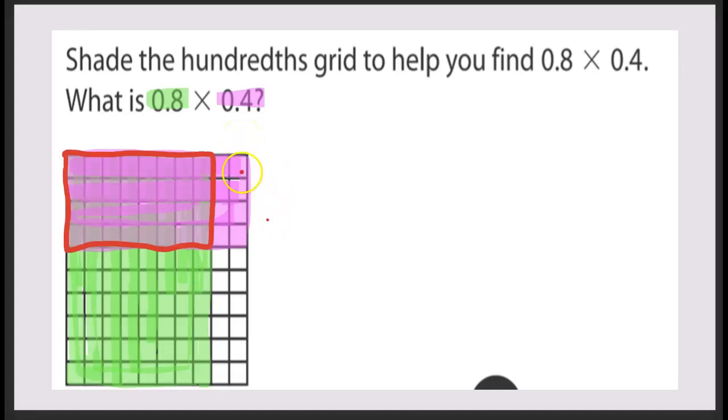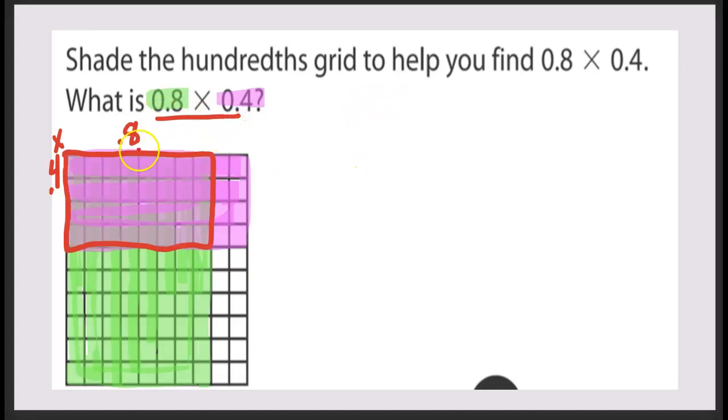And we can do the inefficient way by counting each individual square, or we can just count the squares on the top row and then count the columns. Well, in the columns, I have 1, 2, 3, 4. So I know that this side's going to be 4/10, and then 1, 2, 3, 4, 5, 6, 7, 8. So 4/10 by 8/10, which is exactly what this is.